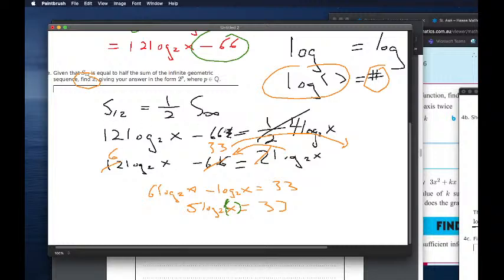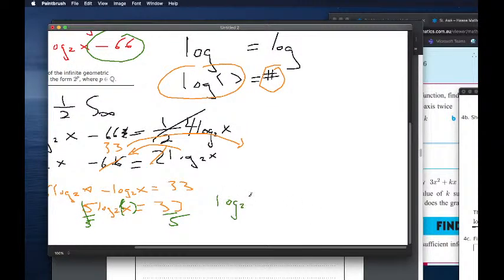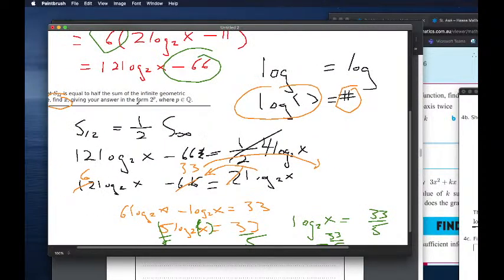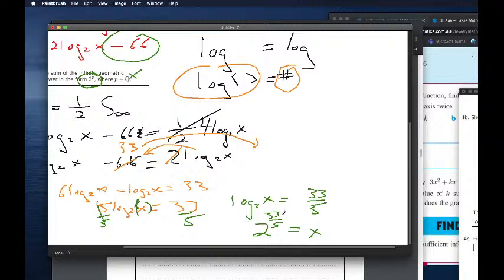So once I've done all this stuff, you've created this equation, I actually have to get this x on its own, so I divide by 5 on each side, and finally I have log 2x is equal to 33 over 5. Now I use BOA, base to the power of other side equals argument. And now if you look at the question, it says give your answer in the form 2 to the power of p, where p is a rational number. 2 to the power of a number, and 33 over 5 is definitely a rational number. So your answer for your p is equal to 33 over 5.